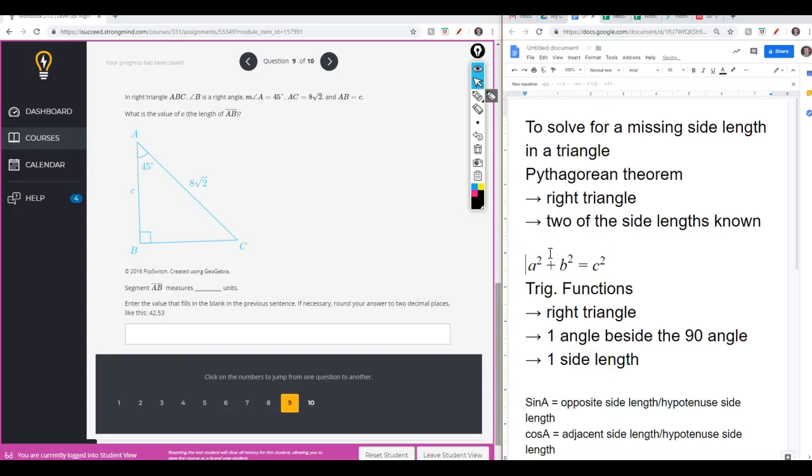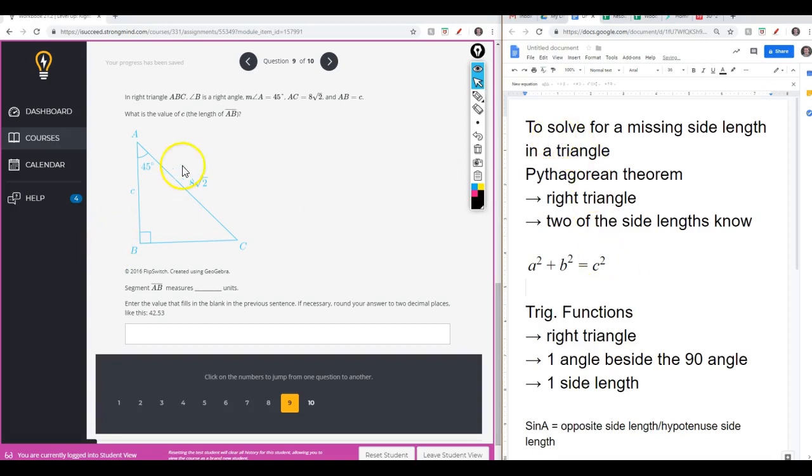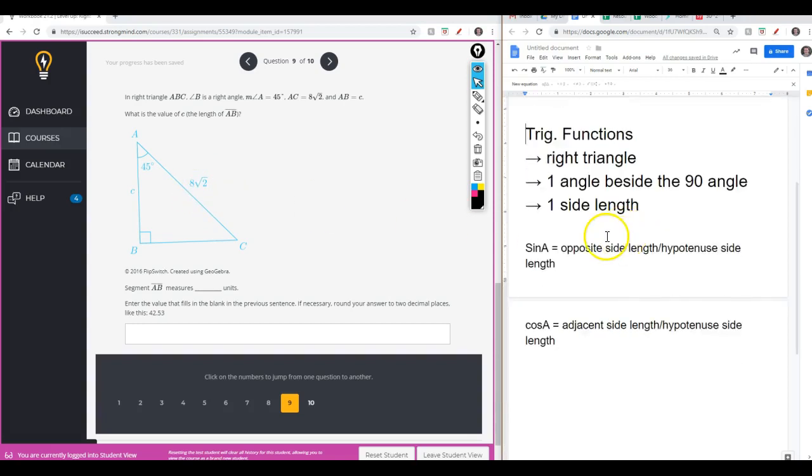So again, this is a right triangle, and for right triangles, when we're finding a missing side length, we have two options, the Pythagorean theorem or the trig functions. For the Pythagorean theorem, you have to have a right triangle. We have that. Two of the side lengths known. We do not have that. We only have one known side length.